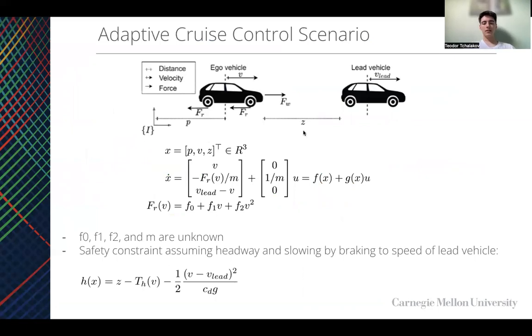To take a look at this uncertainty estimation, we will use an adaptive cruise control scenario where an ego vehicle is trying to go towards a lead vehicle while maintaining safety, assuming a headway and the ability to brake if the lead vehicle slows down. However, in this model, we don't know the mass of the car and we don't know the friction that is responsible from the wheels.